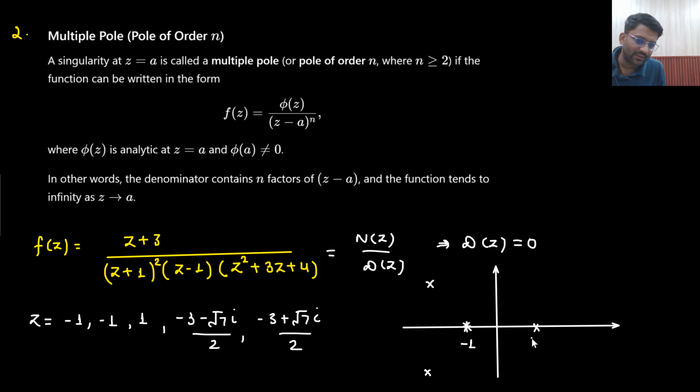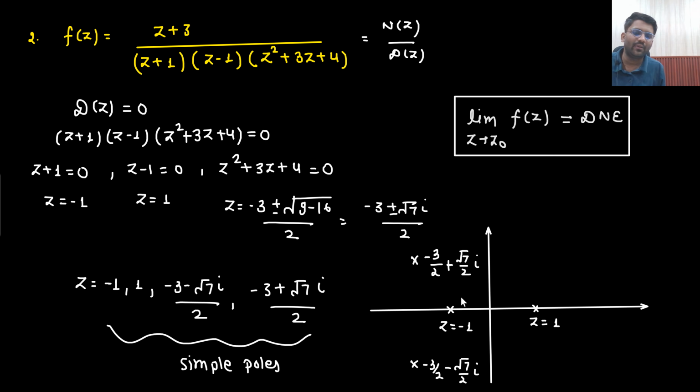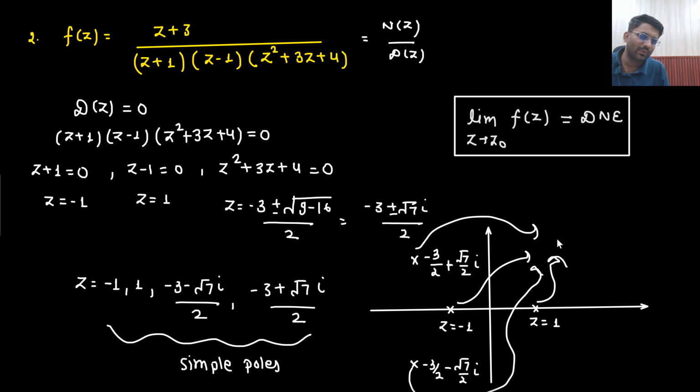And z equals 1. This is your z equals 1. This is your z equals -1. What about this point? Whatever it is, you already know, and this point also you already know. So this particular point, this one, and this one, all these are single pole only. They are single poles, or you can call them simple poles, because they are repeated only once. All are simple poles only.